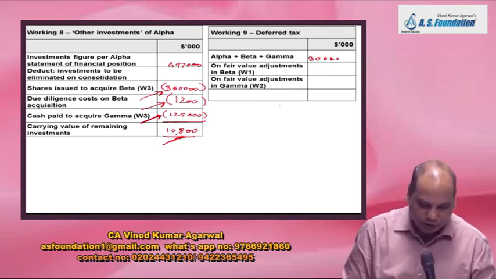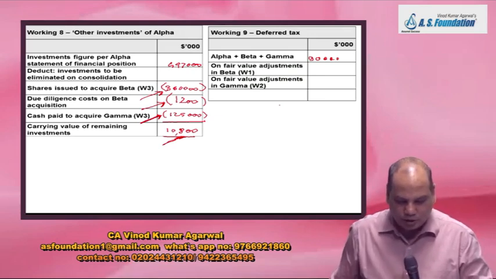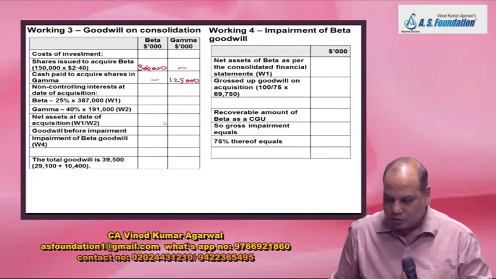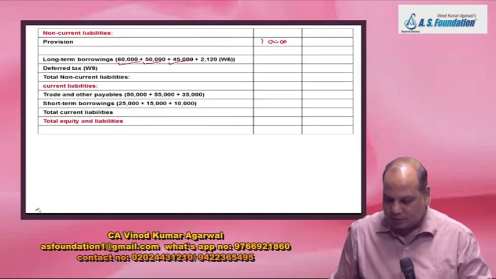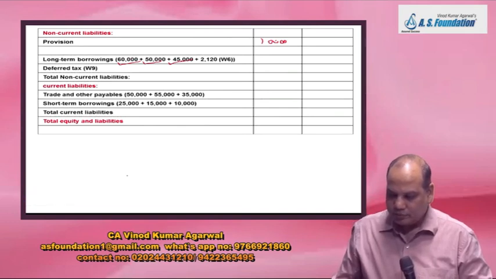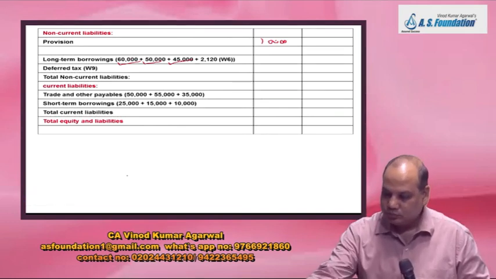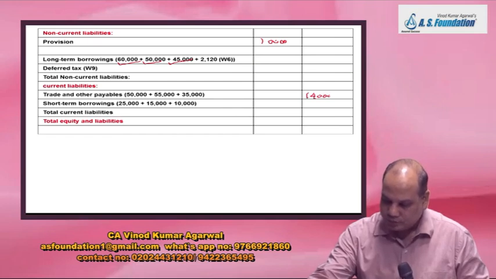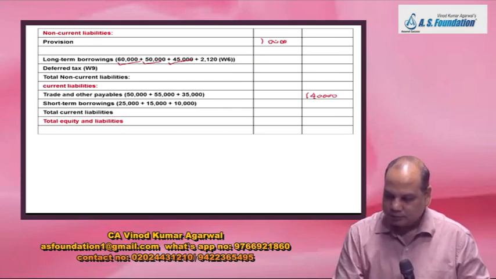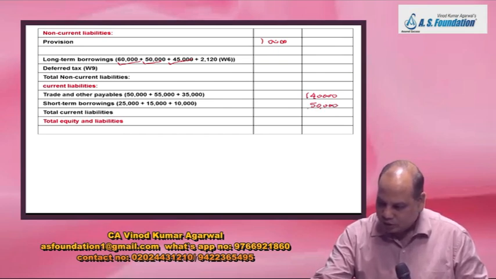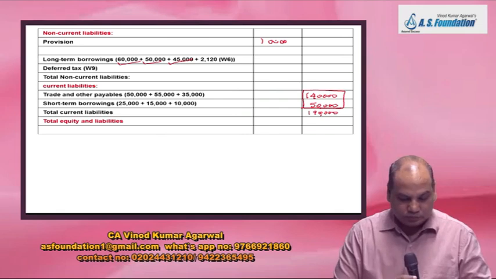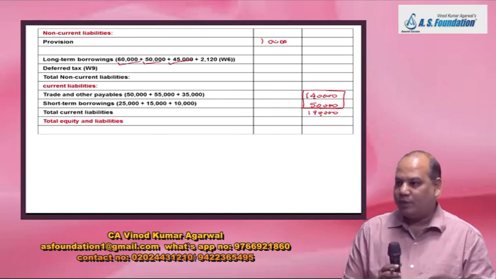Now we have current liability. Trade and other payable. We come to balance sheet. Add trade and other payable. There is no adjustment. How much it comes to? 1,40,000. Short-term borrowing. Add 50,000. Total current liability. You can write this also, 1,90,000. This completes my SOFP items.